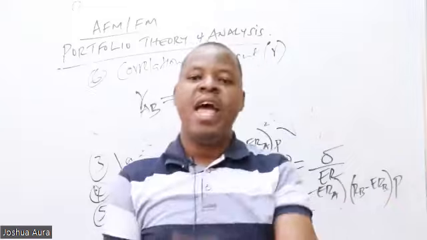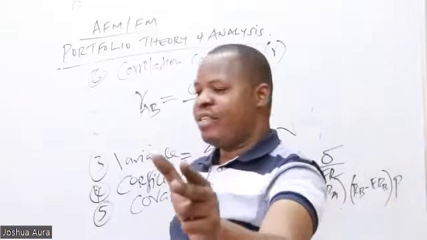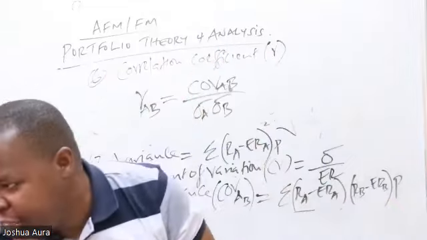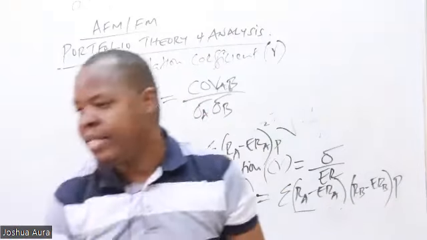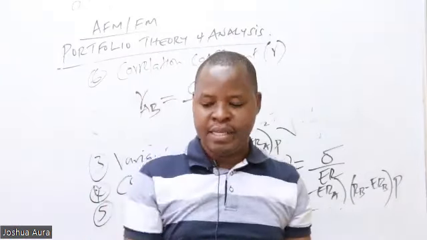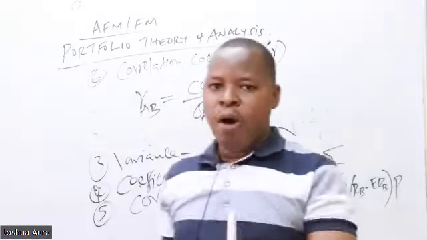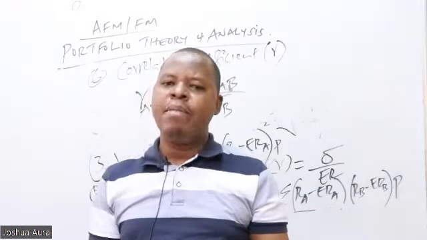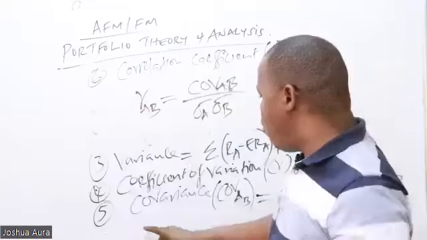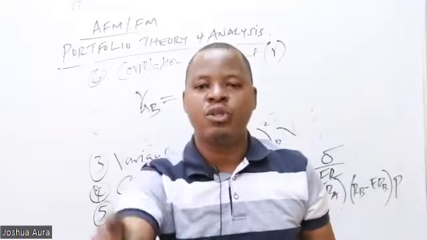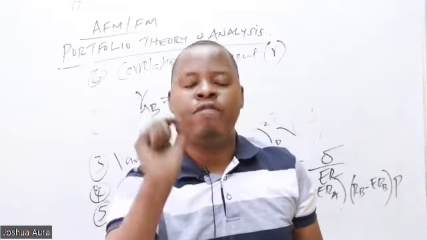Correlation coefficient, item number 6. Now, can we move to item number 7? Because now we have looked at covariance and correlation, let us now look at the portfolio risk.